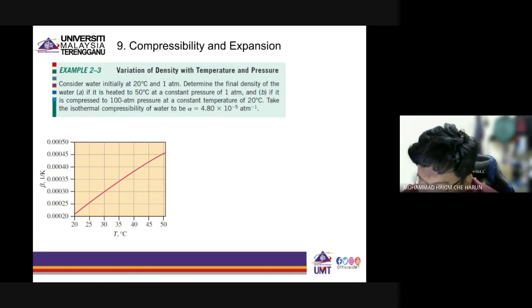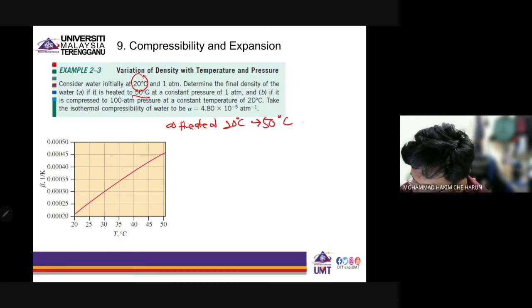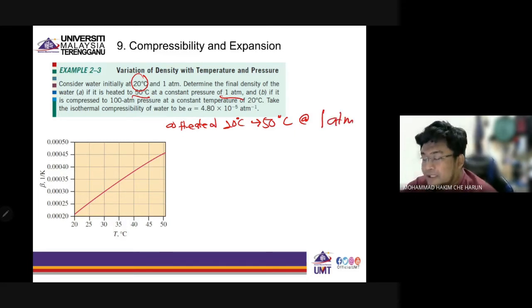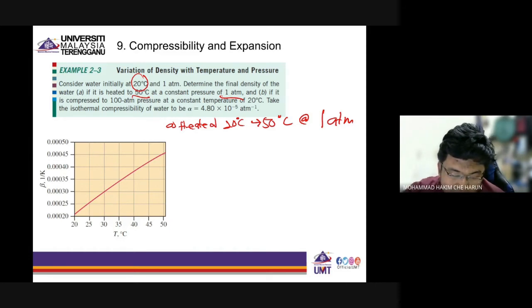Okay. From the question here, it is given that consider the water initially at 20 degrees Celsius and 1 atmospheric. Yang paling normal sekali lah maksudnya. Temperature air 20 dengan pressure 1 atmospheric. Determine the final density of water. Yang A ni dia kata heated. Heated daripada berapa? Asalnya 20 kan? Daripada 20 degrees Celsius kepada 250 degrees Celsius at 1 atmospheric pressure. Okay, jadi maksudnya bila dia heated, dia menerima tenaga, dia akan expand. Ingat balik apa formula of expansion.